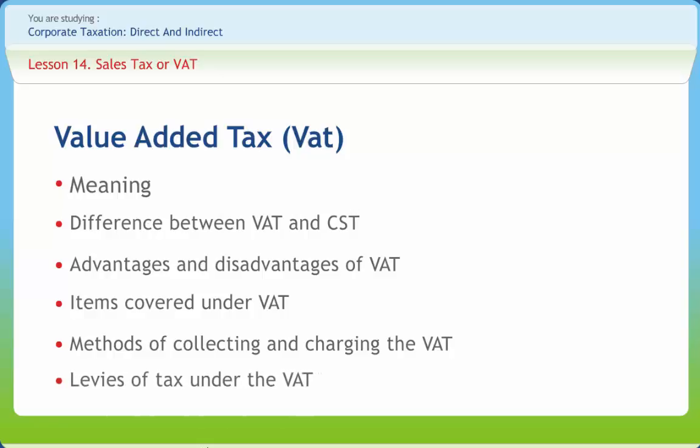Levies of tax under the VAT are: sales tax or output tax, included deemed sale within the state. It covers all kinds of transfer of goods under the Sale of Goods Act, including deemed sale, that is transfer of goods by way of works contract, delivery of goods on the basis of a hire purchase agreement or installment, etc.